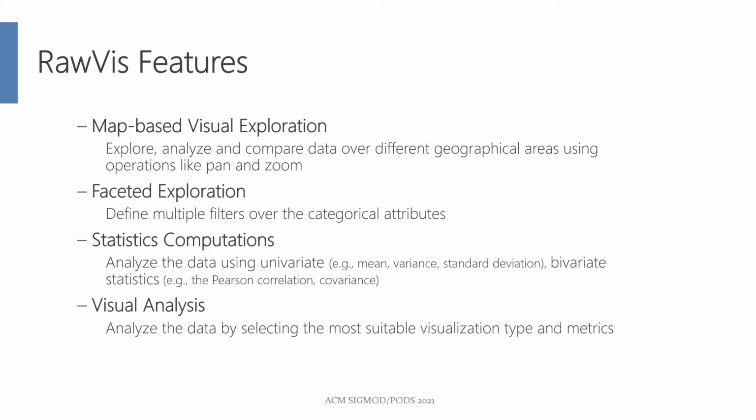First, it offers map-based visual exploration for users to explore, analyze, and compare data over different geographical areas using operations like pan and zoom. Second, it offers faceted exploration so that users can define multiple filters over the categorical attributes. Third, it offers statistics computations so that users can analyze the data using univariate and bivariate statistics. Finally, it offers visual analysis so that users can analyze the data by selecting the most suitable visualization types and metric.